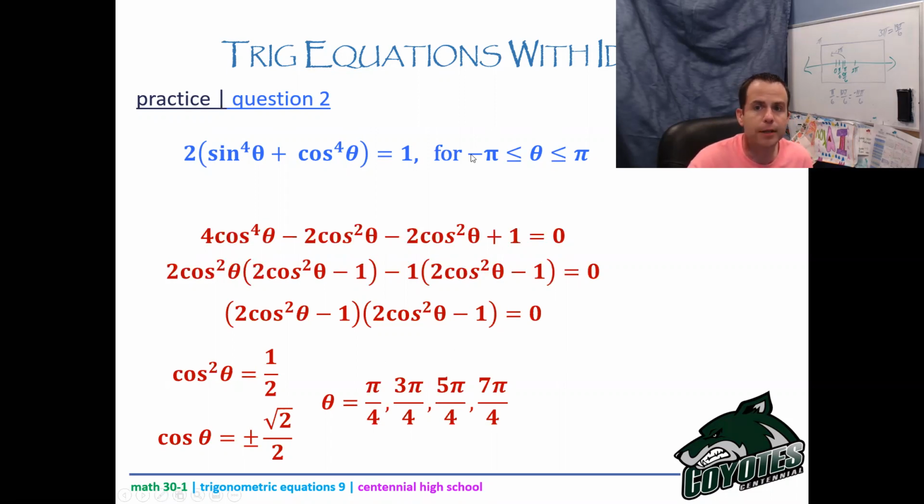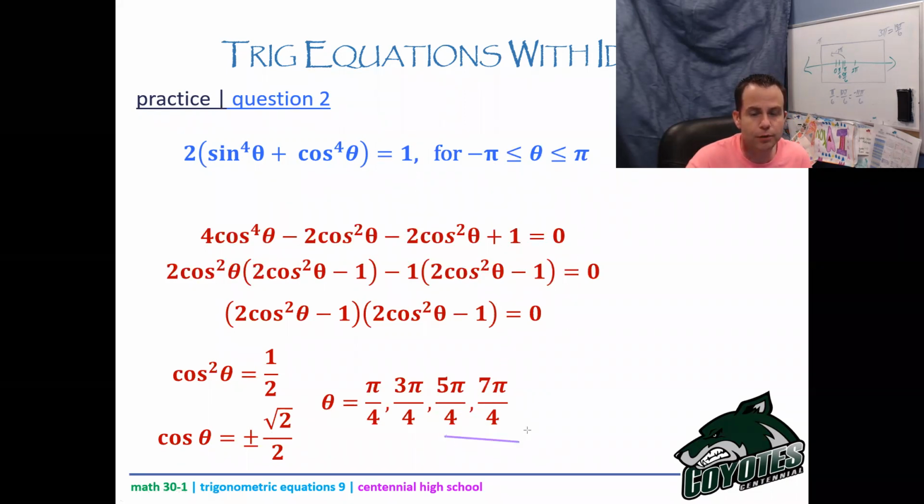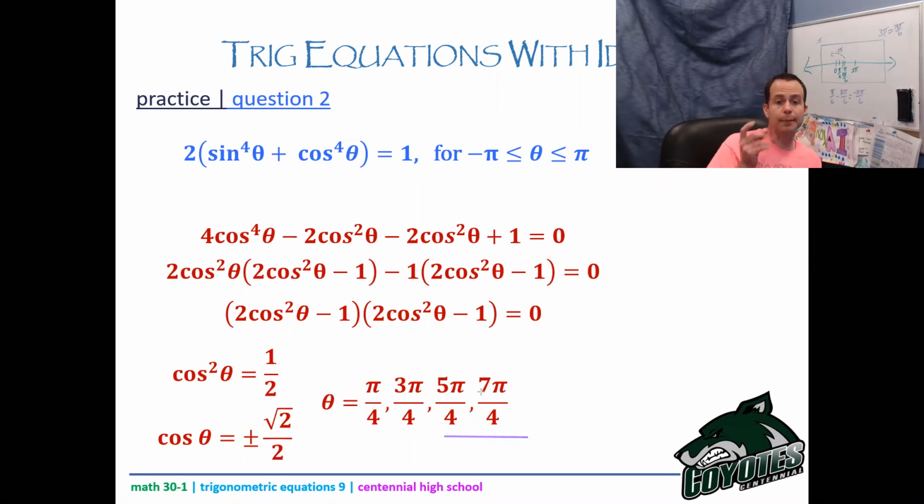Okay, now I'm going to go back up here and think about my domain. I'm allowed to go from negative pi to pi. So right off the bat, those guys there are too large, but I'm going to look for coterminal angles by taking those and subtracting 2 pi from them.